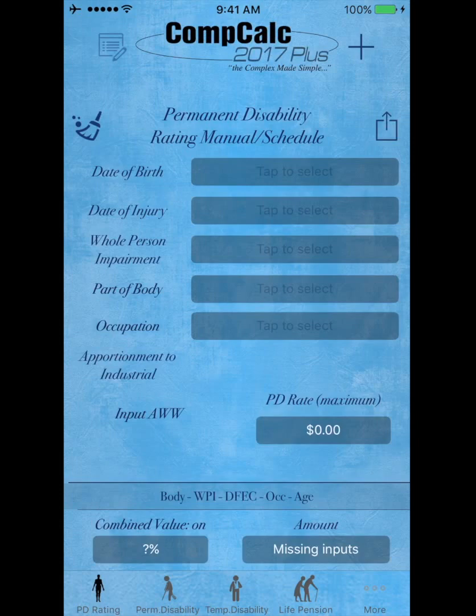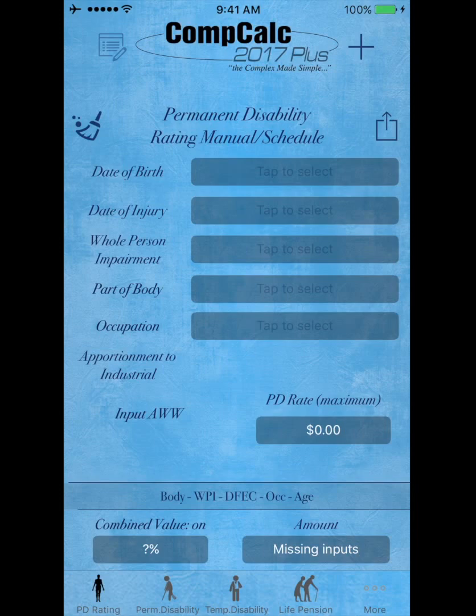This is where you input all the information that allows you to rate a whole person impairment, adjusting for age, occupation. And there's a number of different features. I'll go into greater detail when you view the rating with the CompCalc Plus 2017.